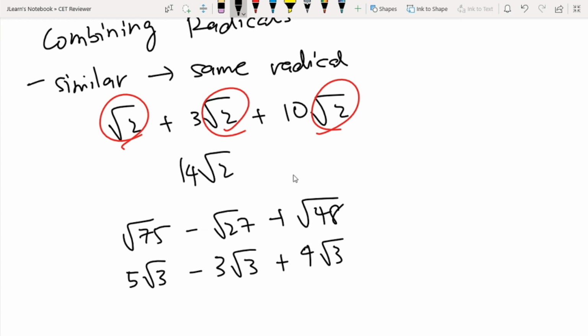And now, again, as you can observe, same yung mga radicals natin. Lahat square root of 3. No? So, you can simply add yung mga coefficients nila. 5 minus 3 plus 4, that will be 6. And again, don't forget the square root of 3.